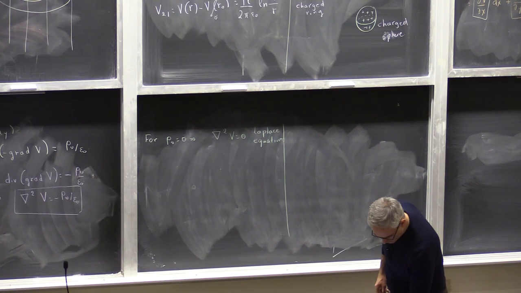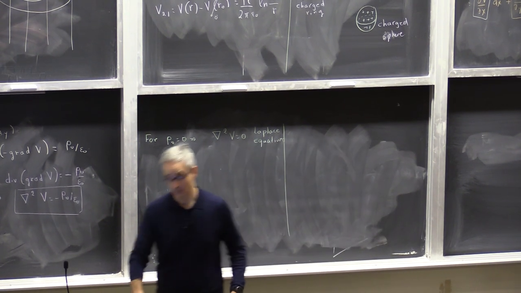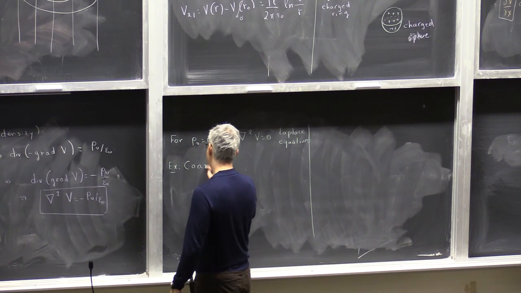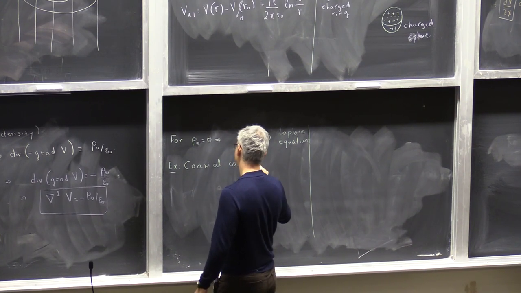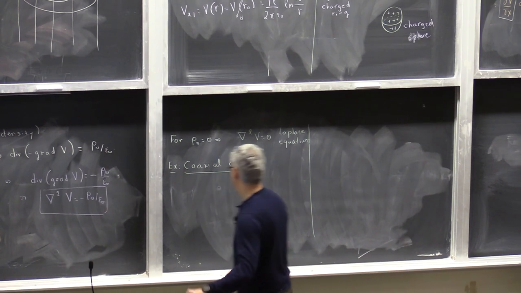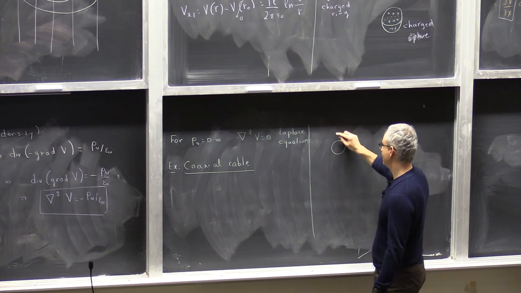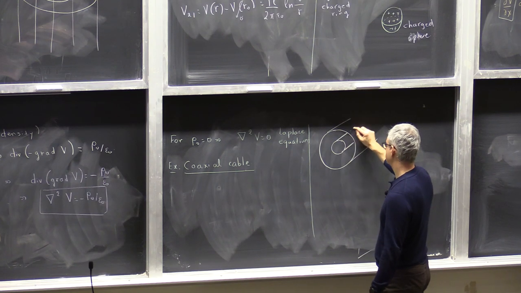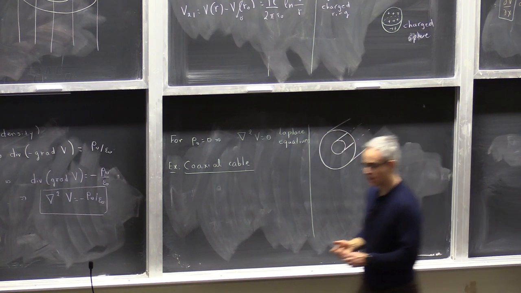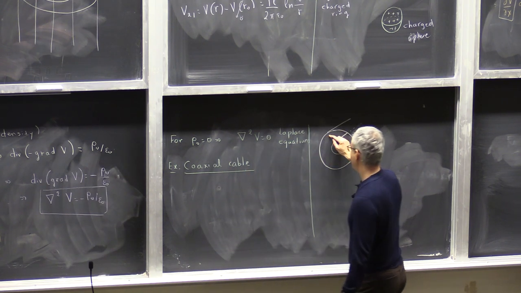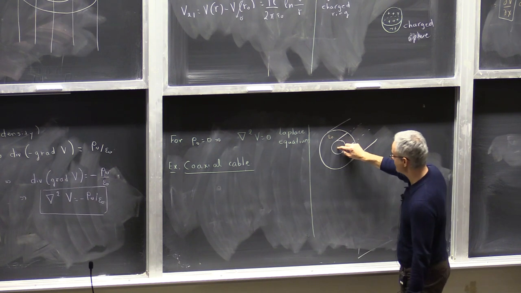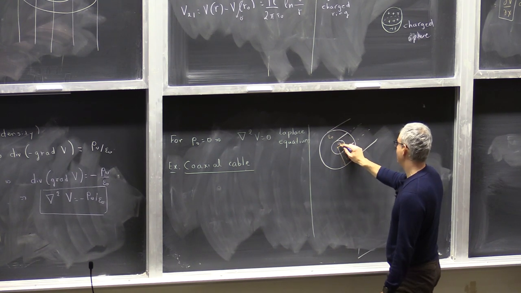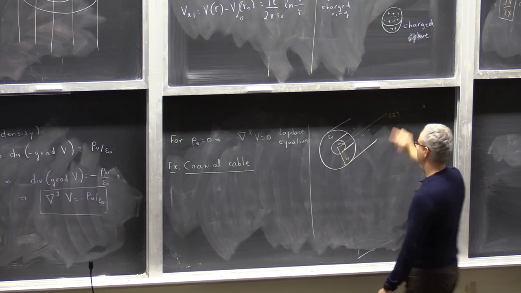And then once you solve, you find the electric field. So I will give you an example where I will do exactly that, and this example will be a very familiar structure, which is the coaxial cable. So here is a coaxial cable. It's two cylinders, one inside the other. Usually those have a dielectric in between. Now I will just put air in between, no big deal. So the inner cylinder has radius A, the outer cylinder has radius B.